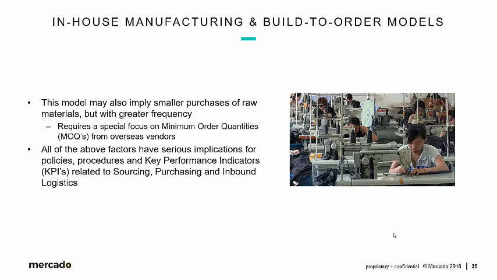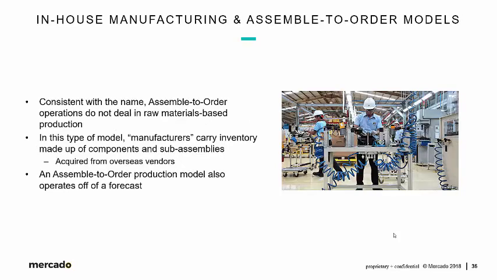to be dealt with. In this slide, we're going to move on and talk about assemble-to-order models. Little bit different than build-to-order, but some similarities along the way. As the name would indicate, assemble-to-order operations do not deal in raw materials-based production. If we engage in assemble-to-order, we're still importing materials from overseas, but in this type of model, manufacturers carry inventory made up of components and sub-assemblies, things that are ready to be put together, basically. Sub-assemblies, components that don't require manufacturing in and of themselves. Just think of the name, assemble-to-order.